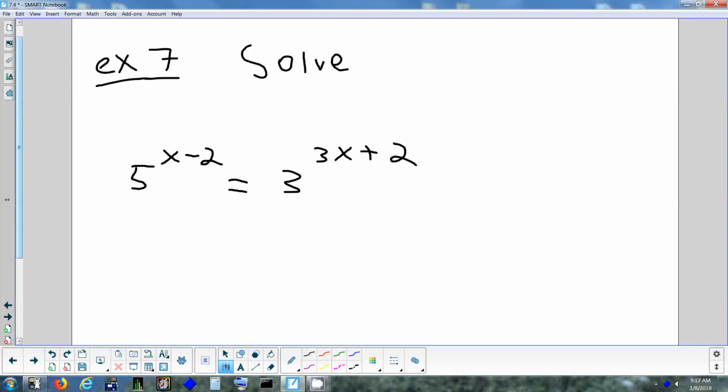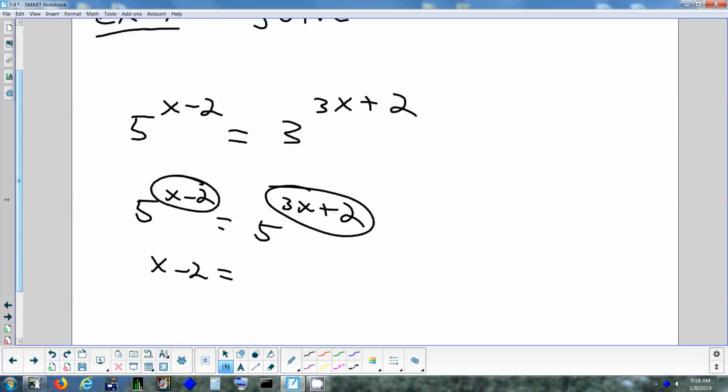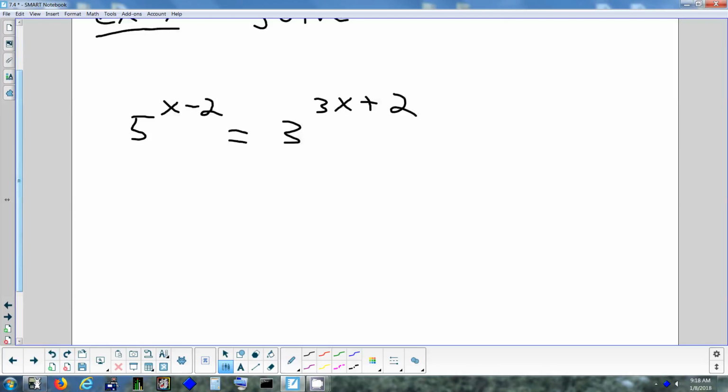All right, the major problem with this is the bases are different. If the bases were the same, this would be extremely easy. Like if I had 5 to the x minus 2 equals 5 to the 3x plus 2, since the bases already match, all I have to do is find a number that I plug in here and plug in here and get the same answer. So all you'd have to do is this. Solve that, and that would be your answer. But the bases here are not the same. So we can't do that.